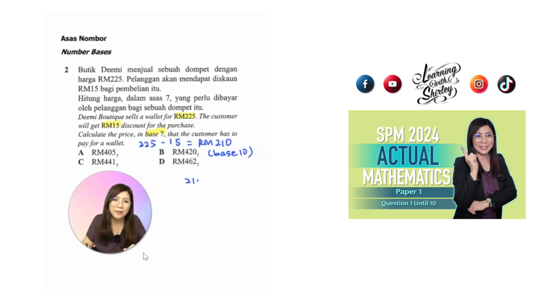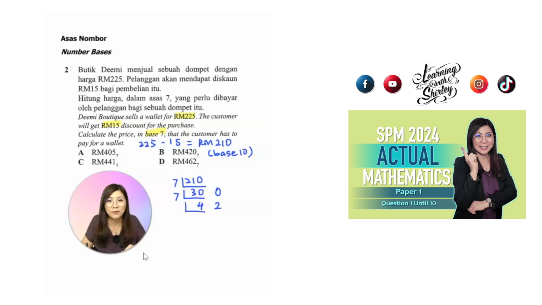In order to change to base 7, we have to use the division method. So 210, you want to change to base 7, you divide it by 7. 7 times what is close to 210? 30. Is there any remainder? No, so you put a 0 at the side here. Then you divide by 7 again. What times 7 is close to 30? 4, right? 4 times 7 is 28, so there will be a remainder of 2.